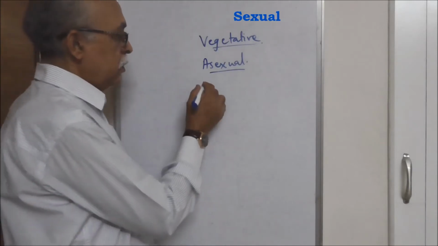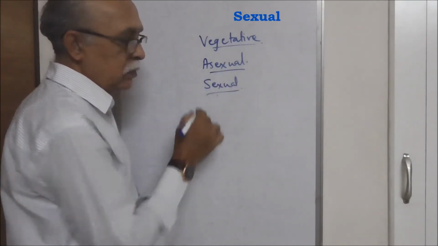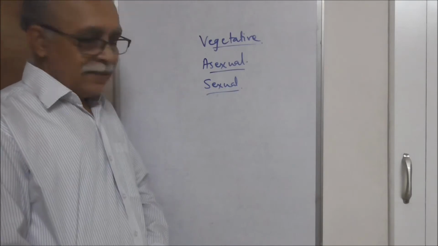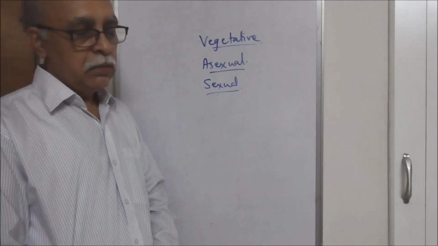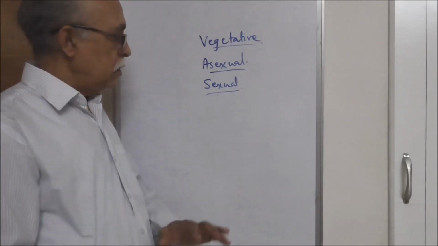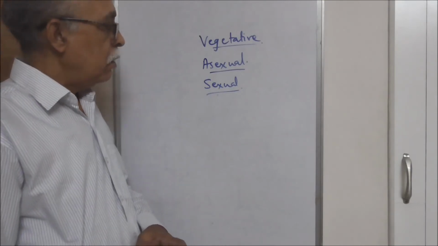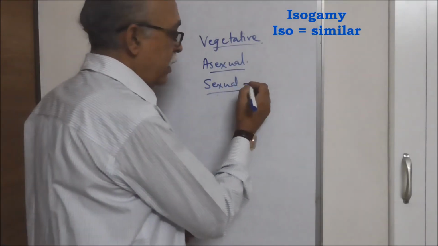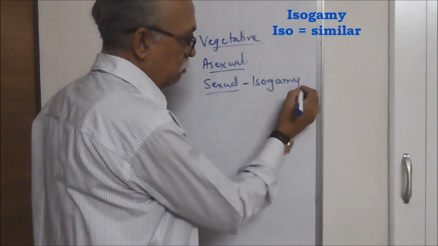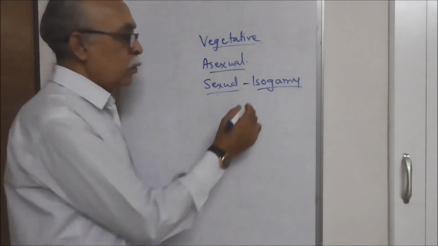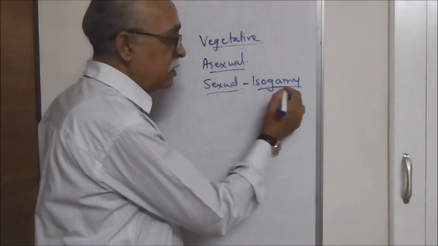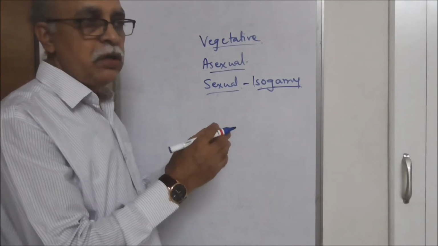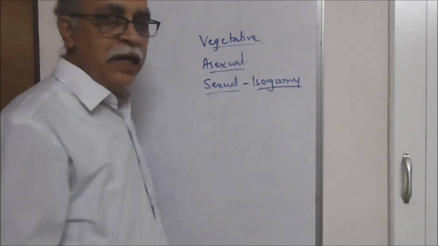And the third method is sexual reproduction, wherein two gametes are involved. Let's not call these germ cells, but sex cells. Out of the two gametes, if both are similar in structure, in shape, in appearance, we call that isogamy. The word iso stands for similar, and gamy represents gametes. So when the gametes are similar structurally, appearance-wise, compositionally, we call that isogamy.